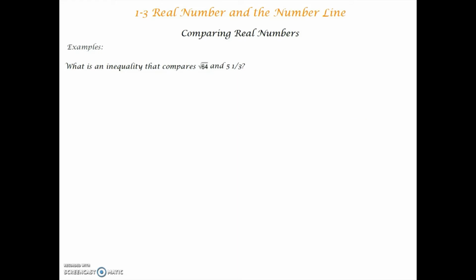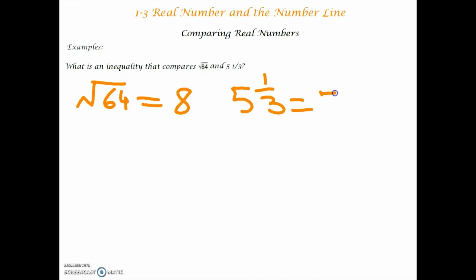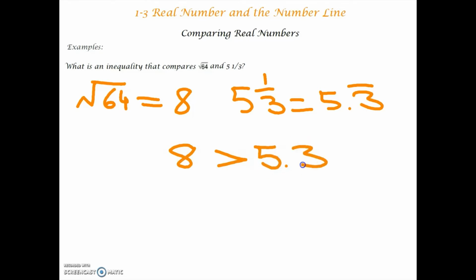What is an inequality that compares the square root of 64 and 5 1/3? The square root of 64 equals 8. 5 1/3 equals 5.3 repeating. 8 is greater than 5.3 repeating. So this is the inequality being used, and this is the symbol.